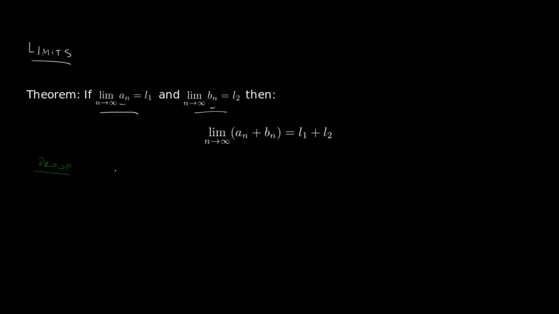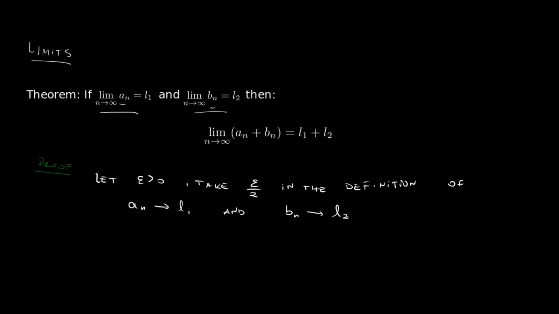If you don't remember this definition, then I recommend you go check out the last video when we worked with some examples using this definition. So let epsilon be a number greater than 0. And what we're gonna do is we will take epsilon over 2 in the definition of the limits a sub n that tends to L1 and b sub n with limit L2.